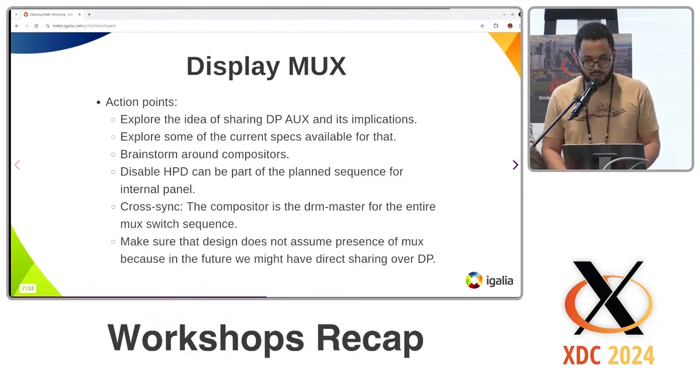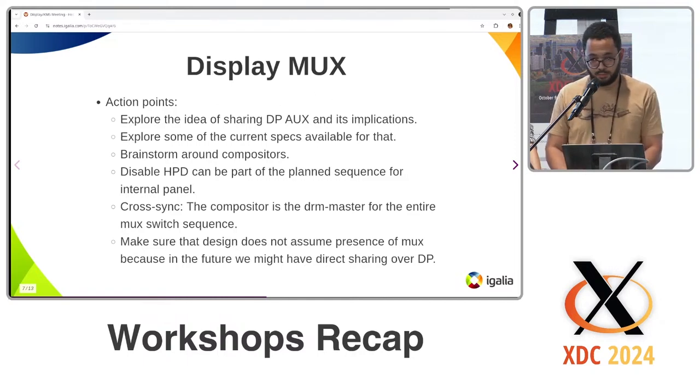So how can we guarantee that? It's still an open question. We also need to make sure the design does not assume the presence of a mux, because in the future we might have direct sharing over DP. So for more information and discussion, please follow up with Daniel Dedap.